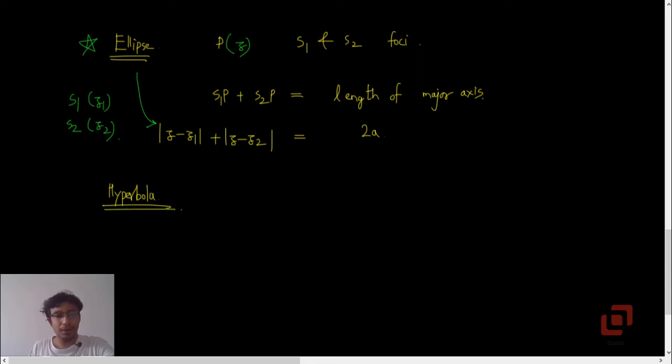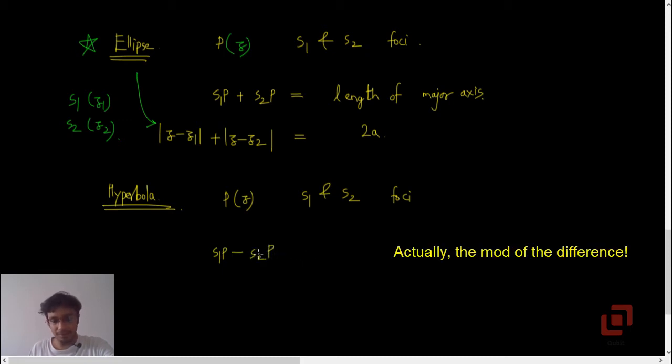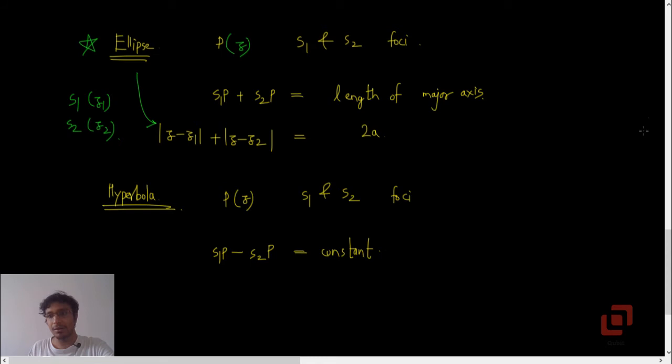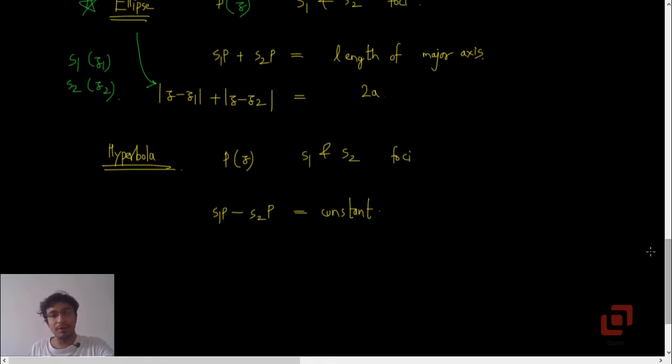Now for a hyperbola, if we have the variable point P on it and S1 and S2 as its foci, then the hyperbola has this property that the difference between the distances is a constant. Okay, the difference between the focal distances is a constant. So how can we convert this into the language of complex numbers?